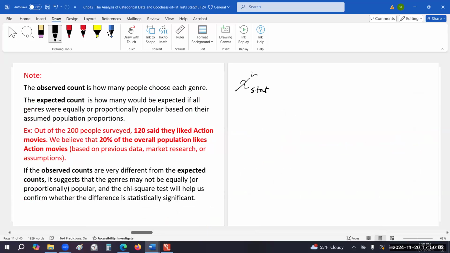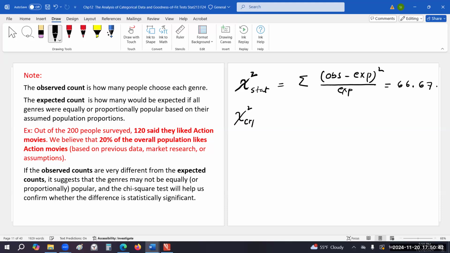Great. So chi-square has a symbol. It looks like X, but it's not a normal X. It's a Greek letter. We call it chi, and this is a square. So the chi-square statistic is the sum of all the observed minus expected, squared, divided by expected. So in our case, we found this is 66.67. Now, just like the other tests, we need to find what the chi-square critical value is.